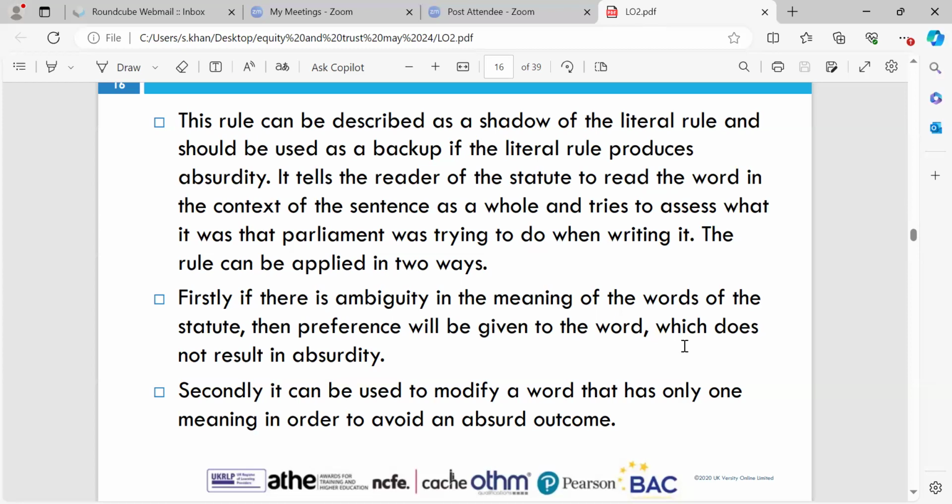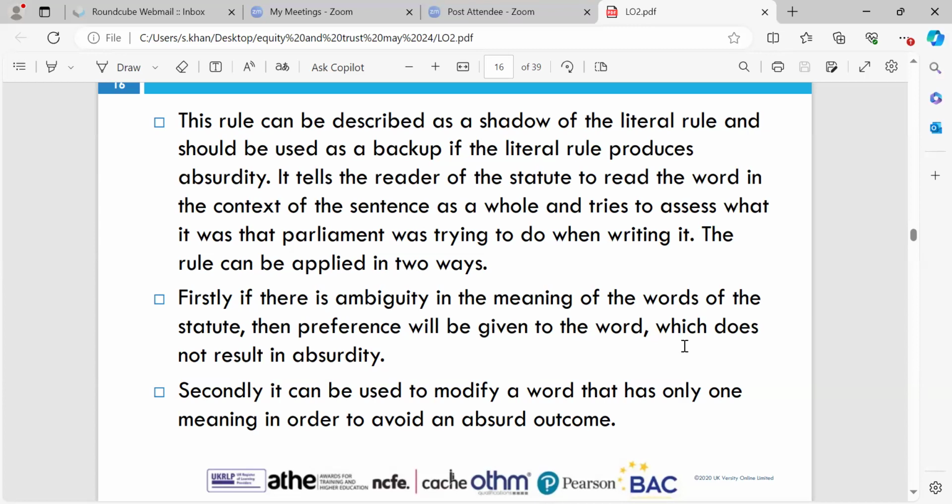The golden rule tells the reader of the statute to read the wording in the context of the sentence as a whole and tries to assess what it was that Parliament was trying to say when writing it. The rule can be applied in two ways. Firstly, if there's any ambiguity of the meaning of the words of the statute, and secondly, it can be used to modify a word that has only one meaning in order to avoid any absurd outcome.